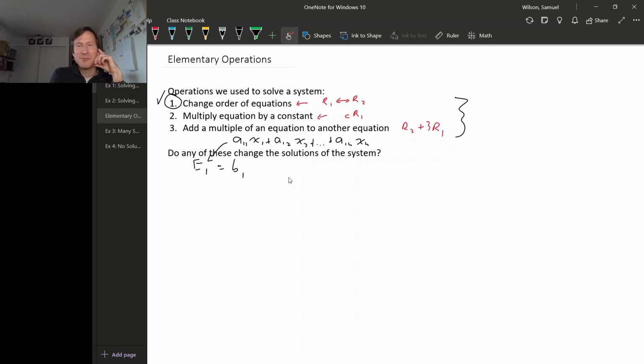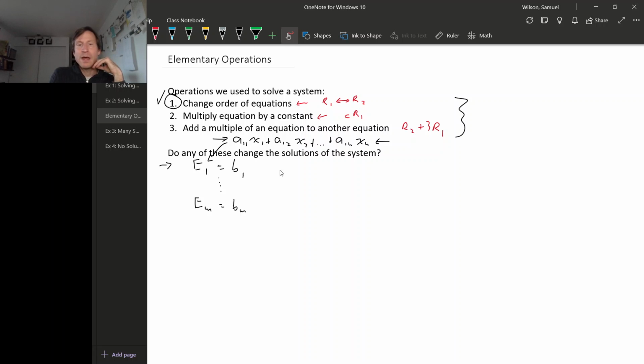I'm going to be writing these sorts of schematic equations a lot, and so I don't want to have to write this stuff out every time. So just remember, wherever you see an E1, it's really an abbreviation for a whole left-hand side of an equation like this. So here's one equation, and then the rest of the equations are all E sub something, all the way down to E sub m equals B sub m.